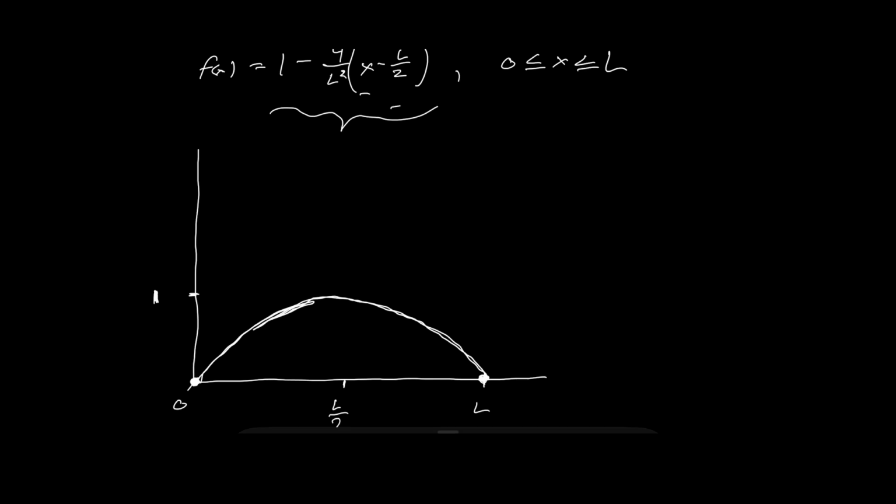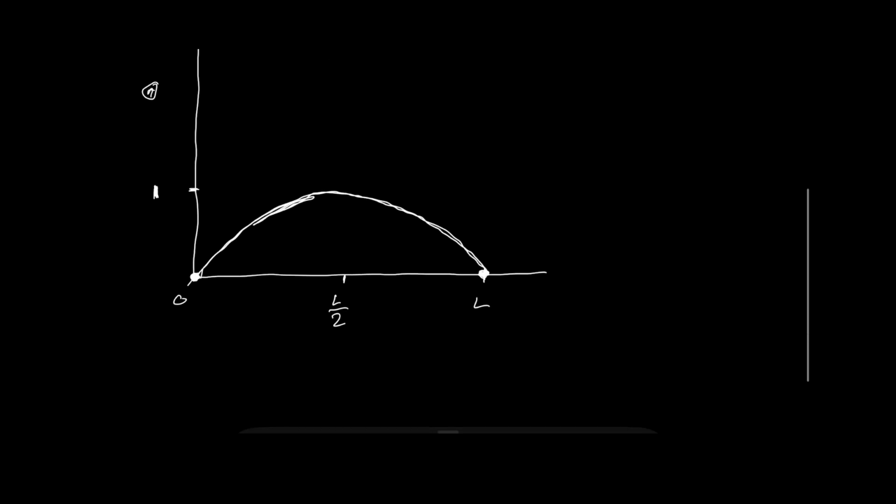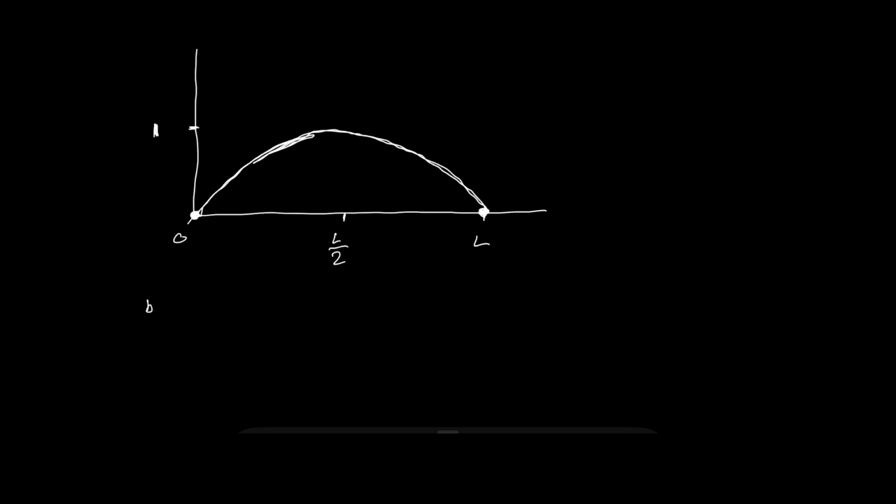Alright, so we sketched it. That's part A. For B, it's asking us which orthonormal basis would be used based on what we've done so far, and to explain why. Since it's a string, we can use the same basis we were using in class, sine of n pi x over L.